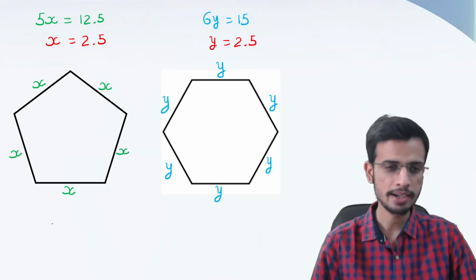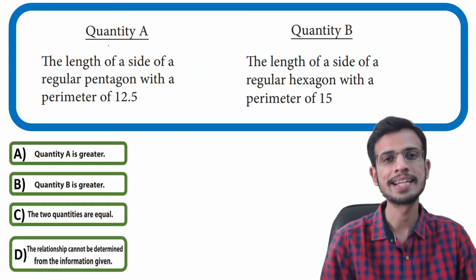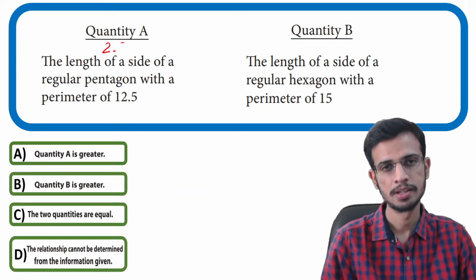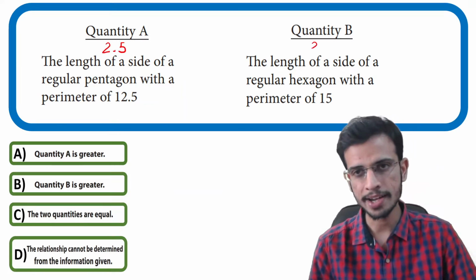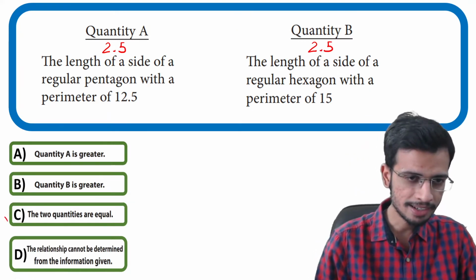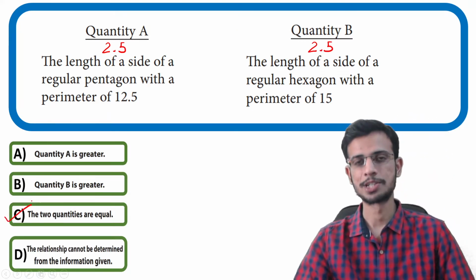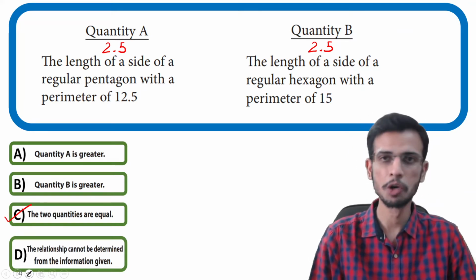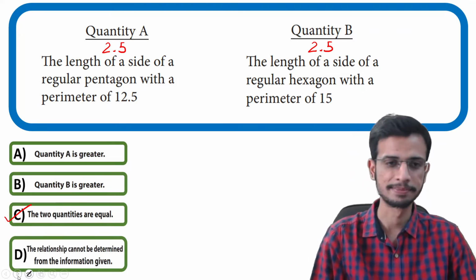So we have found the numerical values of quantity A and B. Both quantities are equal, so option C will be the correct answer for this question. It's a very easy question from regular polygons, we can say.